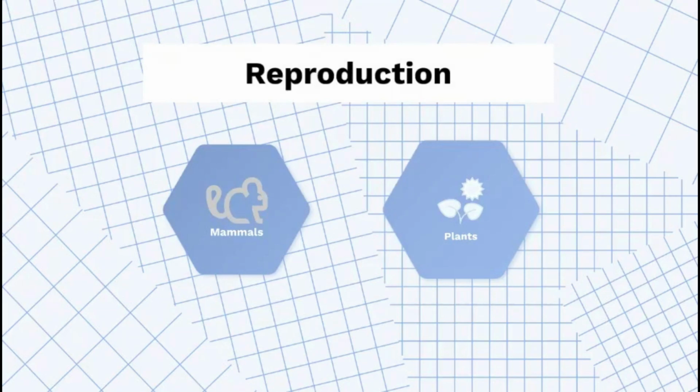So what we're going to do is look at reproduction, specifically sexual reproduction in mammals and sexual reproduction in plants. So that's understanding the processes of development of gametes, both in plants and in mammals, and then the process of fertilization. So we're going to start with sexual reproduction in mammals.